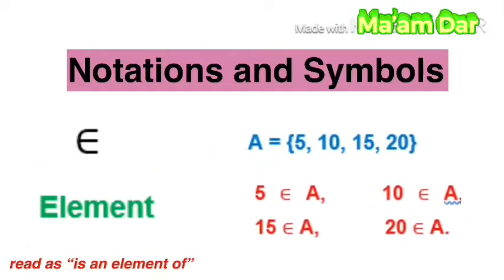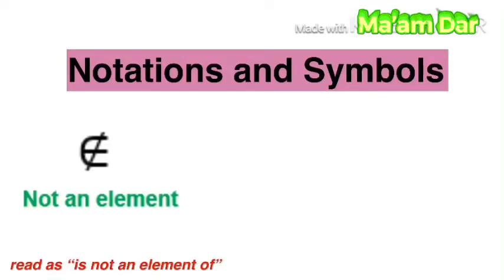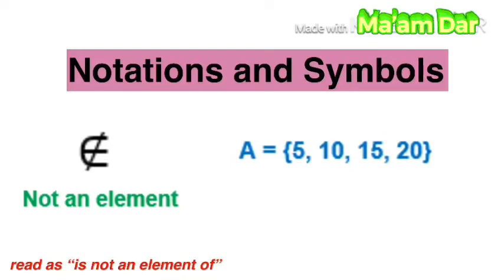Now, let's proceed to the notation and symbols of set. This is a symbol of element. For example, 5 is an element of A. 10 is an element of A, 15 is an element of A, and 20 is an element of A. This symbol refers to not an element. For example, if A is the set of 5, 10, 15, and 20, then 6 is not an element of A. 7 is not an element of A.